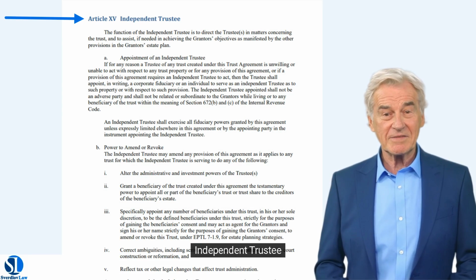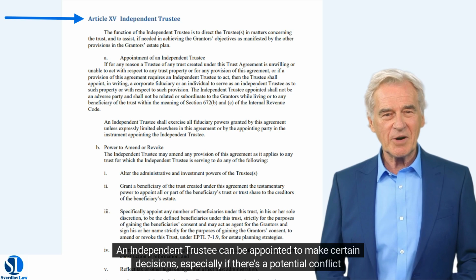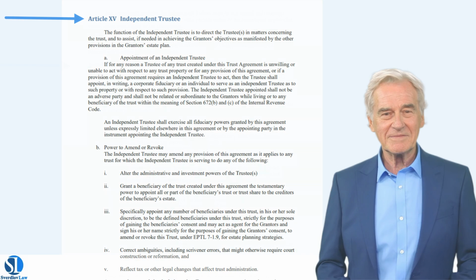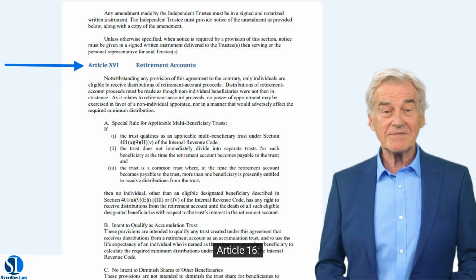Article 15. Independent trustee. An independent trustee can be appointed to make certain decisions, especially if there's a potential conflict of interest for the regular trustee.